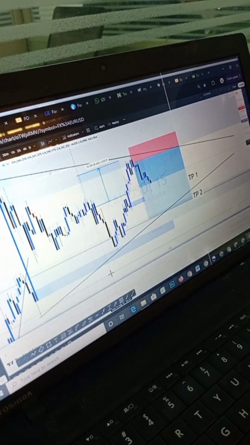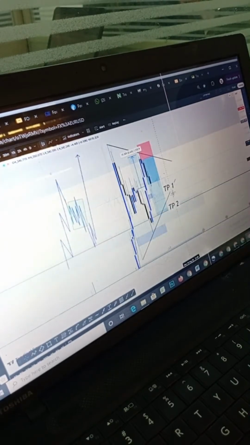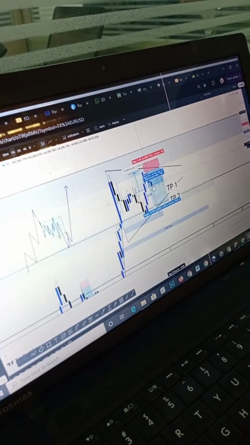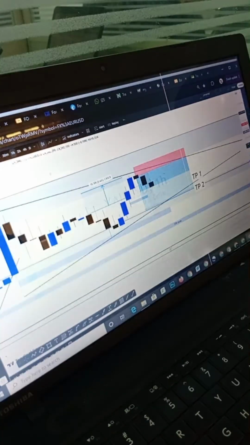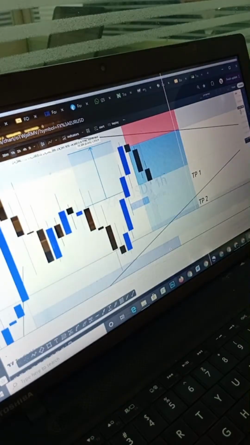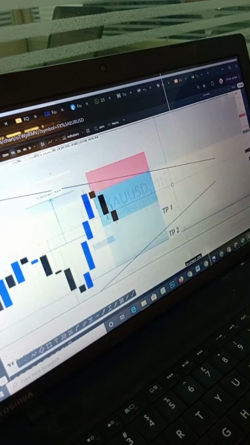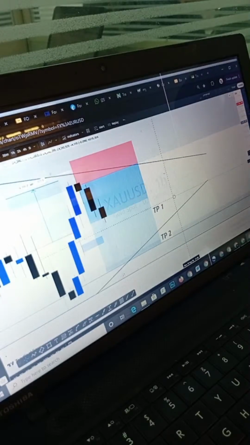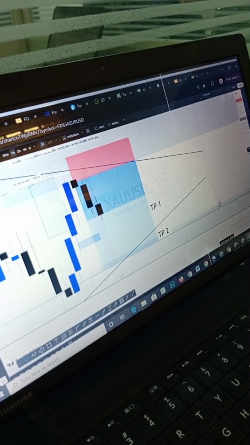So this is what we're running currently on gold. If I take it up to my 1 hour time frame, then this is what we are floating. XAUUSD, we're right there.